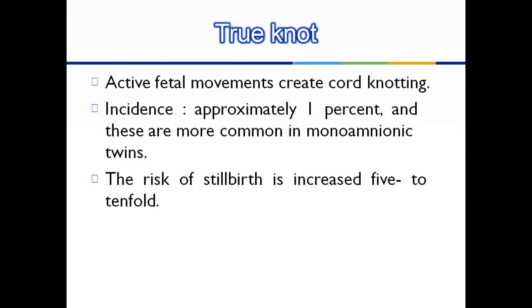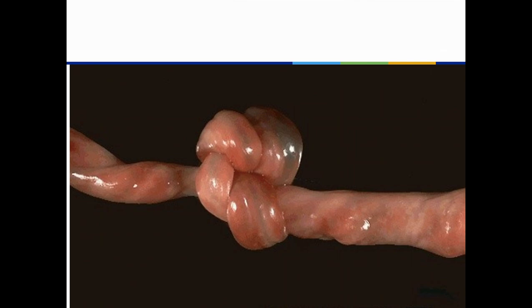True knot. Active fetal movements create true knotting, approximately 1%, and they are more common in monoamniotic twins. The risk of stillbirth is increased 5 to 10-fold. This is a true knot, so the circulation will be impeded and the fetus will not get adequate oxygen from the mother.